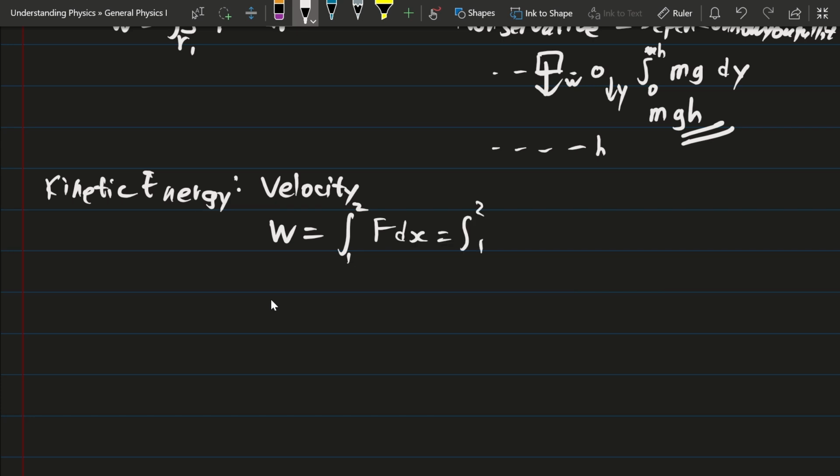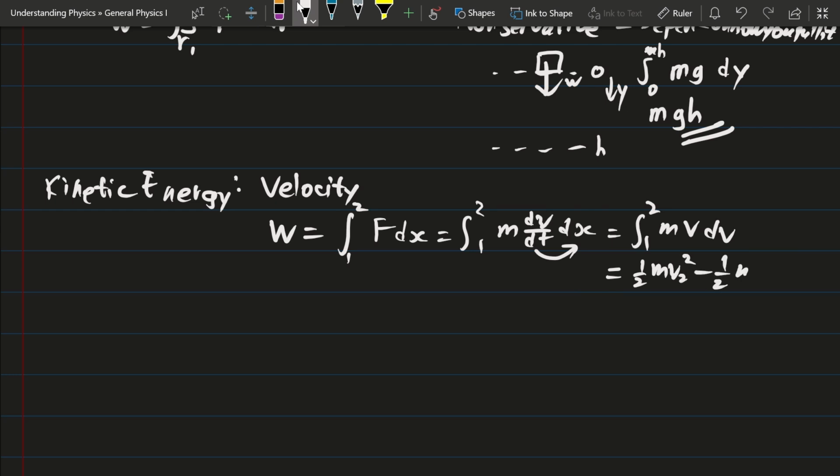And we can write f to be m dv over dt, times dx. If we move the dt to the other position, we obtain mv dv, there shouldn't be any dt's there. So what you get is the integral of mv dv from the first point to the second point, or basically the integral of the momentum with respect to velocity. And this is equal to half mv2 squared minus half mv1 squared.